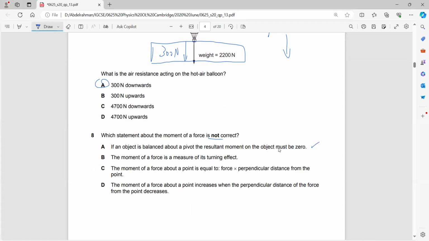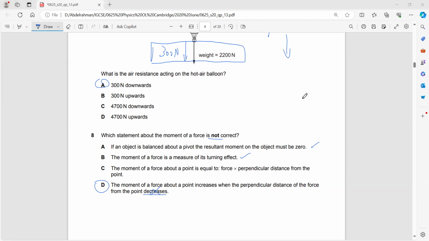The moment of the force is a measure of its turning effect. Yes, this is correct. The moment of the force is equal to the force times the perpendicular distance from the point. The moment of the force about the point increases when the perpendicular distance of the force from the point decreases. No, when it increases. So this is the incorrect answer. Yes, thank you for saying that it is D.